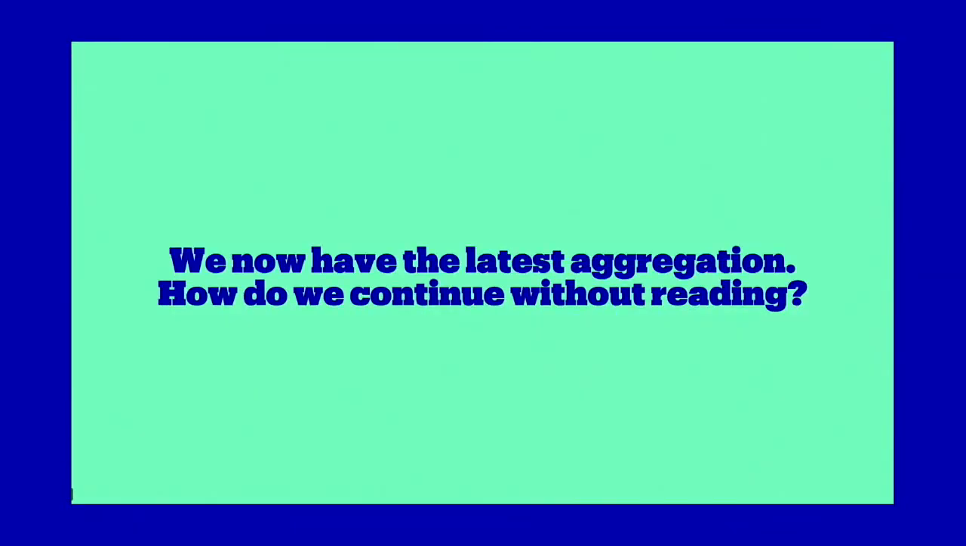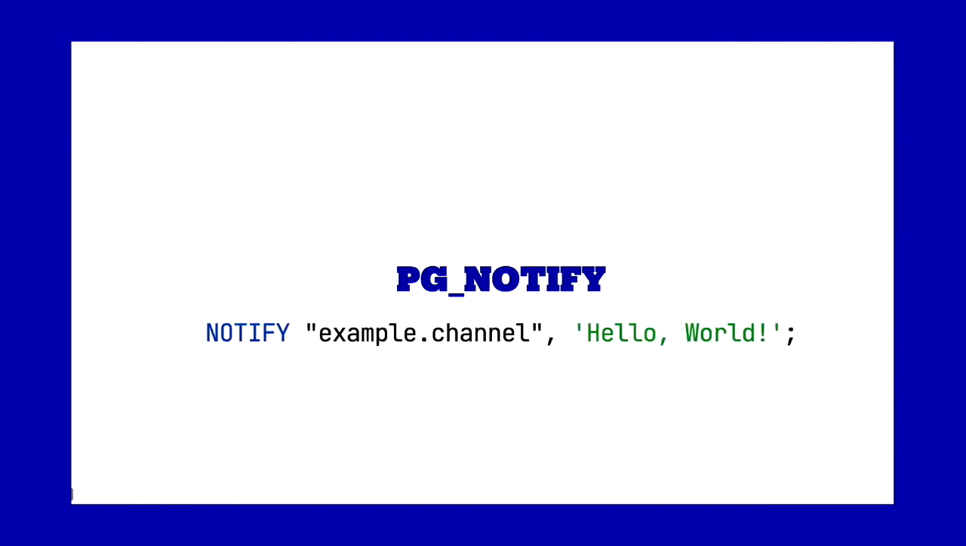So cool. We have this aggregation now. But how do we continue through to our other applications, to our front end, to our API, without actually reading from this database, right? That is where our holy grail PG notify comes in. PG notify is a native Postgres solution for doing asynchronous notifications over channels. You use this syntax to do it. You say notify on some channel name, this can be any string, and then you give a payload up to 8 kilobytes.